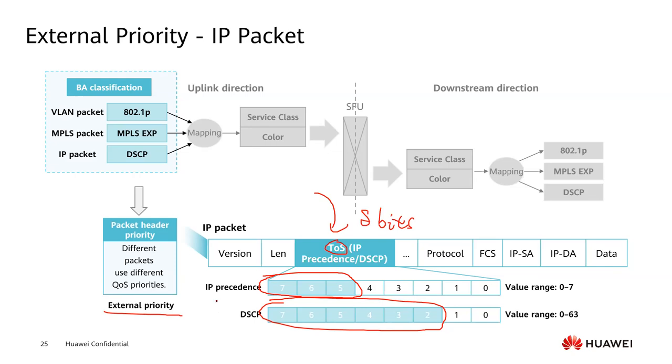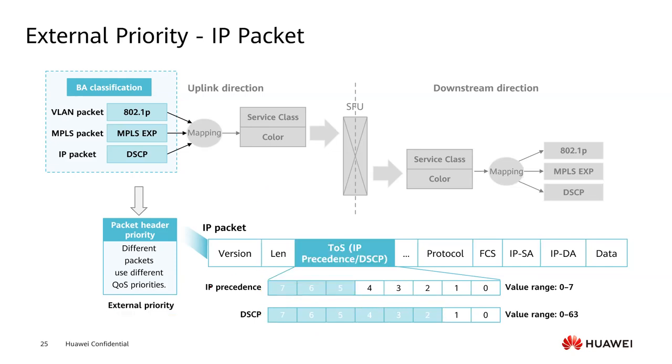So for the IP packet, when we're trying to define the external priority, we actually have 2 standards. First is what we call the IP precedence, the IPP. For the IPP, the value is from 0 to 7. Another standard for the external priority in the IP packet is the DSCP. The DSCP value is from 0 to 63. So we can say the DSCP can describe the priority much more accurately, because we can classify the traffic into 64 levels. So the DSCP value will be most widely used when we're trying to use the IP packet to mark the traffic.